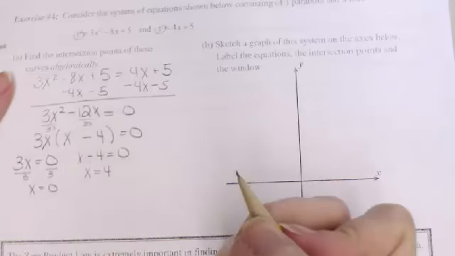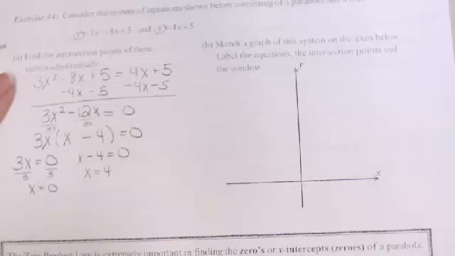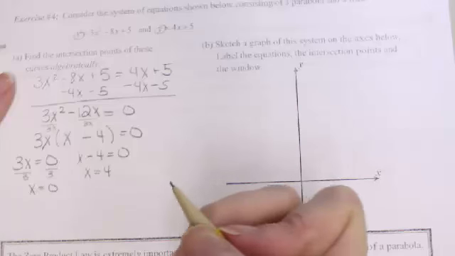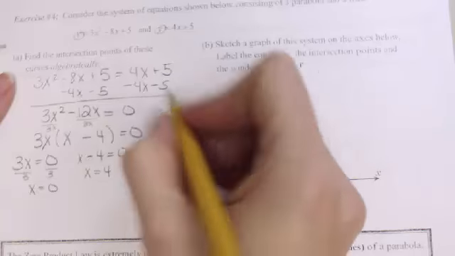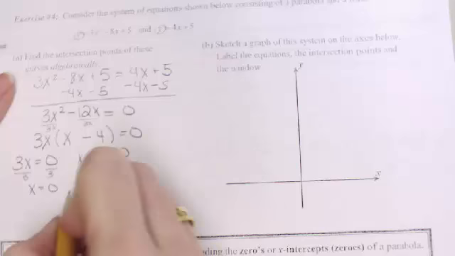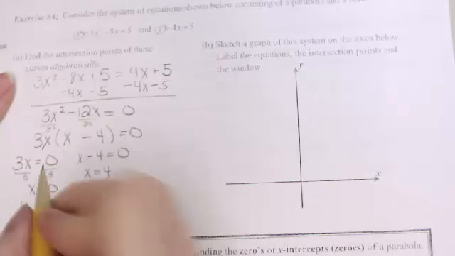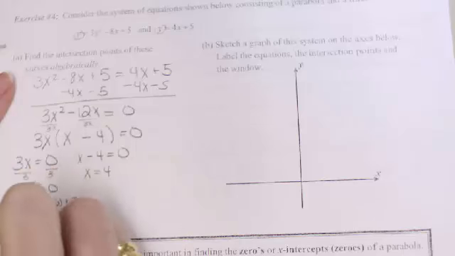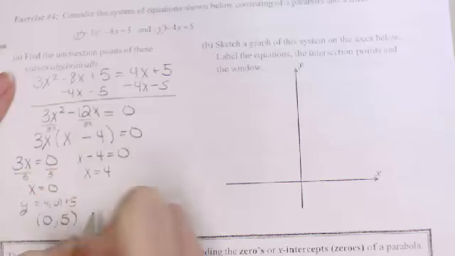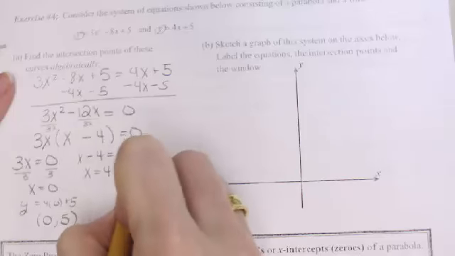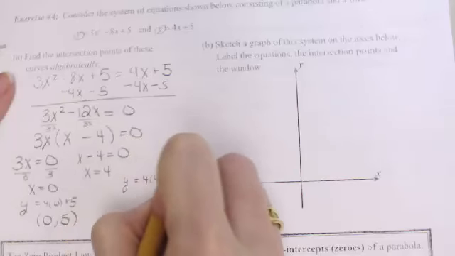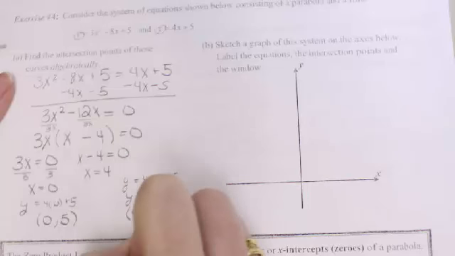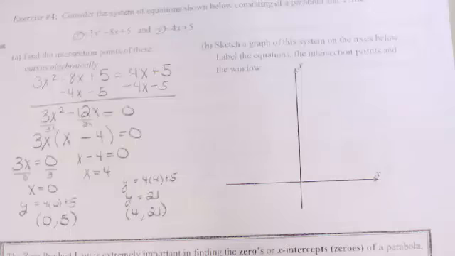Now we were solving for where the systems of equations would intersect. They intersect at a point, so I need an x and a y. So I'm going to go back, take the linear, just because it makes life easier. Y equals 4 times 0 plus 5 means I'm going to have 1 point at 0, 5. And 4 times 4 plus 5 is 21. So 4, 21. I have my points.